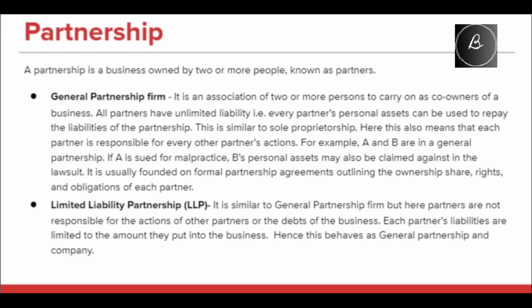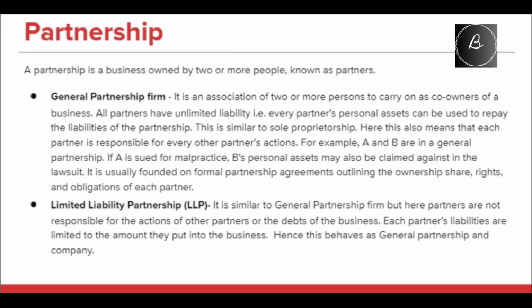Moving on, we now look at partnership. A partnership is a business that is owned by two or more people, known as partners. The general partnership firm is an association of two or more individuals that carry out as co-owners of a business. All partners have unlimited liability. That means that every partner's personal assets can be used to repay the liabilities of the partnership. This is similar to sole proprietorship.